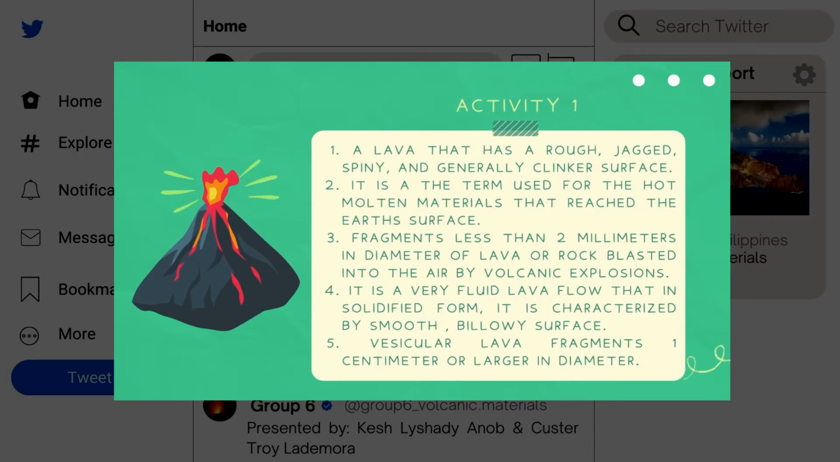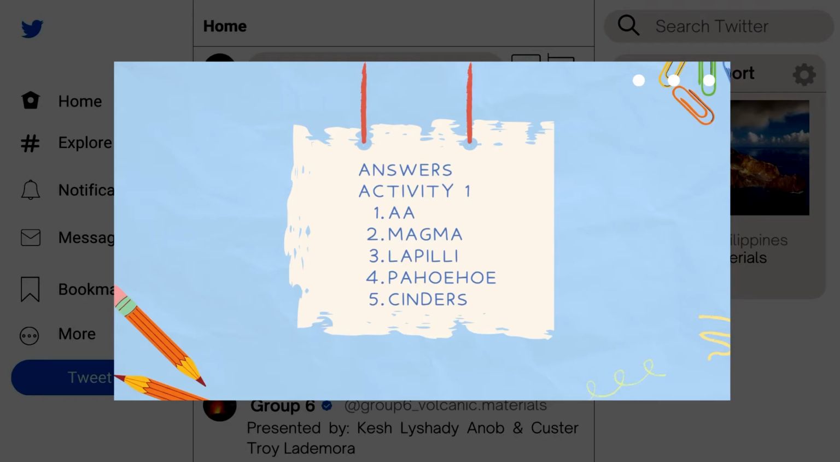So, has everybody done answering the questions? Let's proceed to checking your answers. Number 1, aa. Number 2, magma. Number 3, lapilli. Number 4, pahoehoe. Number 5, cinders. So, I wonder who got the perfect score. I'll check later. So let's proceed to activity 2.